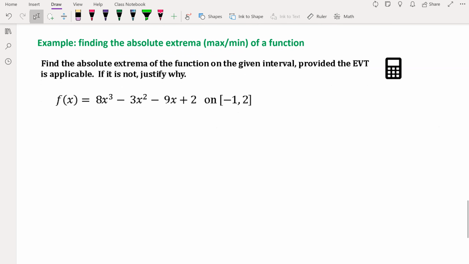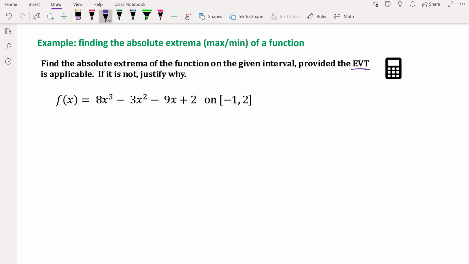Okay, so let's go ahead and go down here and do an example. This is our last example before we practice. And write it down, please. Finding the absolute extrema of a function, of an equation. Find the absolute extrema of the function on the given interval provided the extreme value theorem, that's saying there's definitely going to be a max min if the function is continuous. If it's not, if the extreme value theorem doesn't apply, we'll explain why.